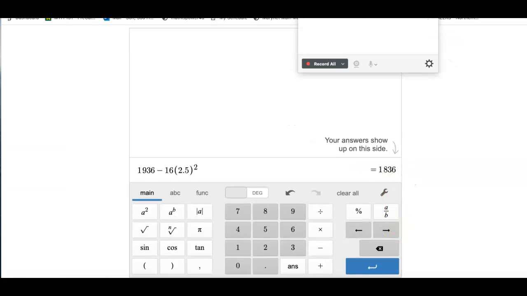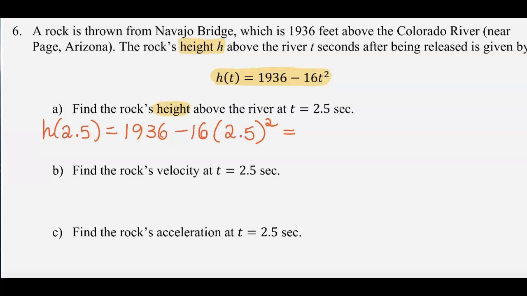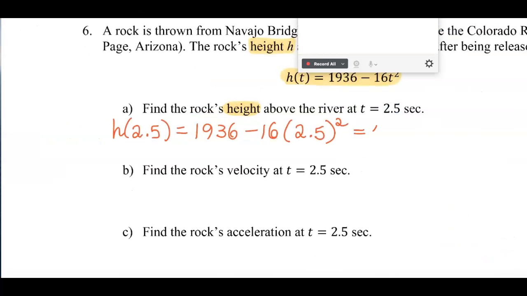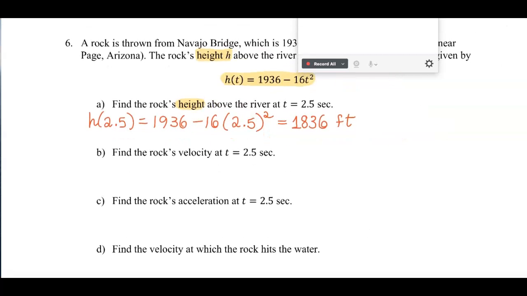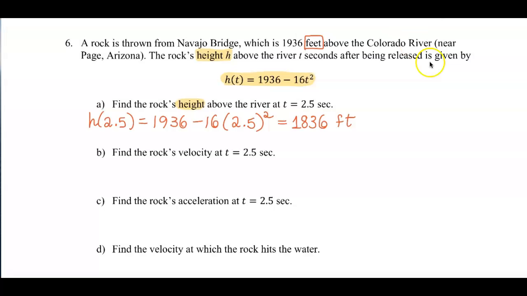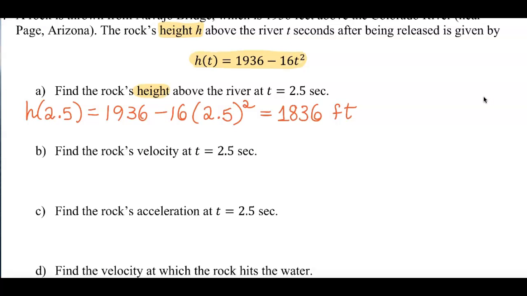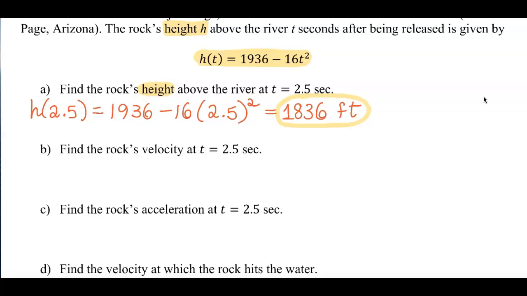So, going back to the problem, 1836 is the answer. 1836, and this is the height, and I think the unit was in feet, right? Oh, yes, it is right here. So I put the unit. We found the height after 2.5 seconds. Now let's look at the next question.